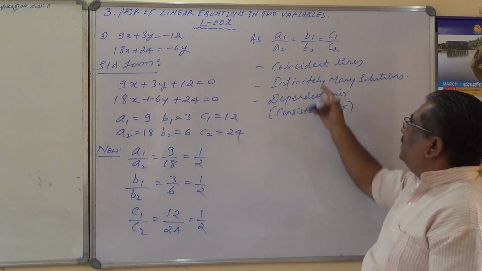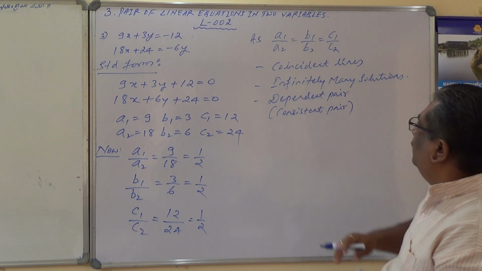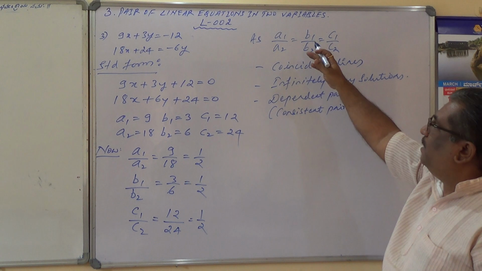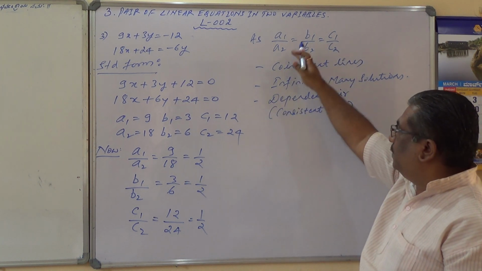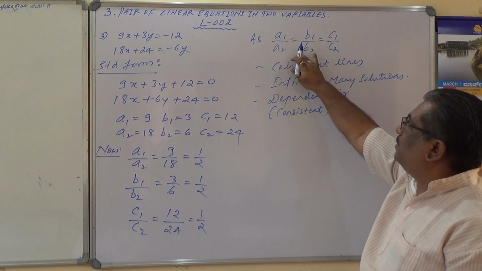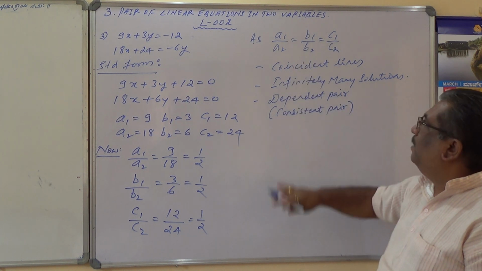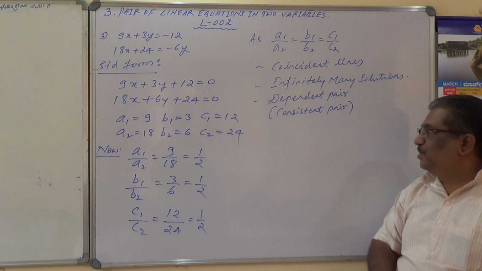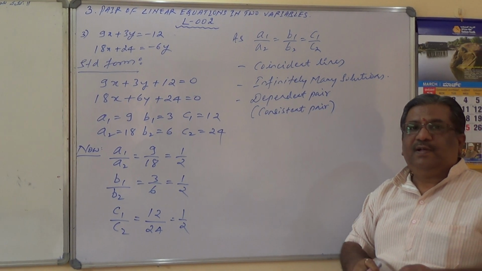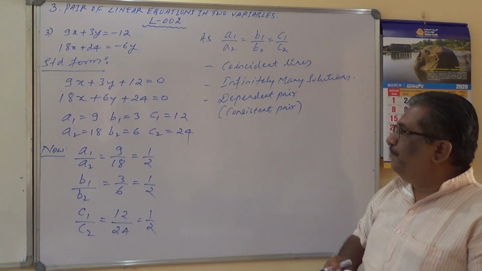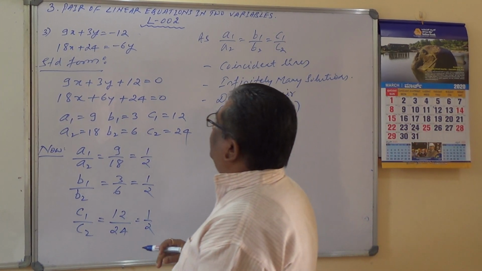How did you conclude that these are coincident and dependent pair? By taking the ratios of a1 by a2, b1 by b2, c1 by c2. From here I can conclude that all these ratios are equal. These equal ratios represent lines with infinitely many solutions, and the name for those is dependent pair or consistent pair of linear equations.